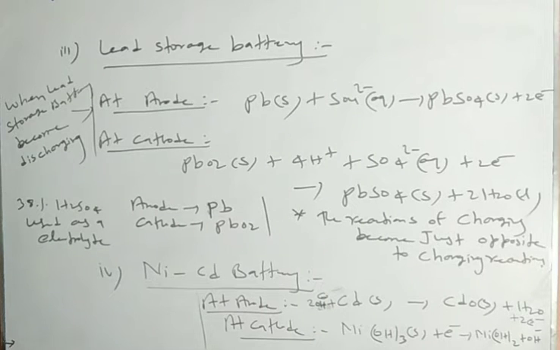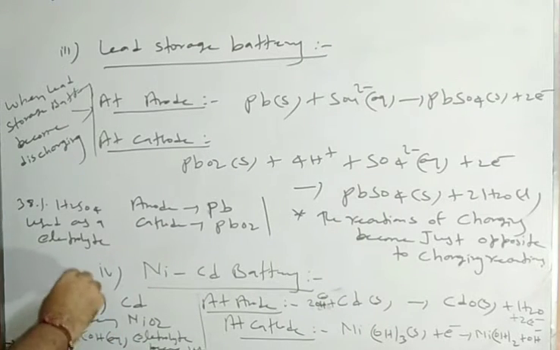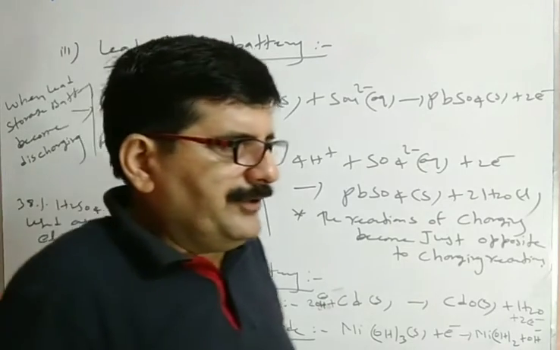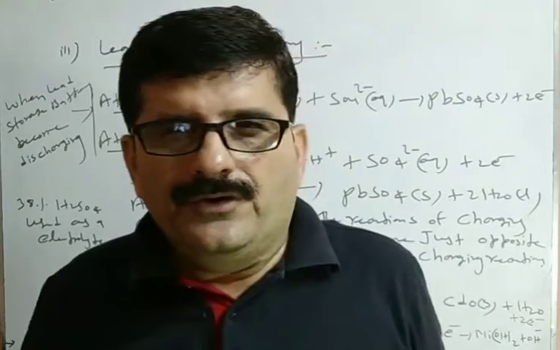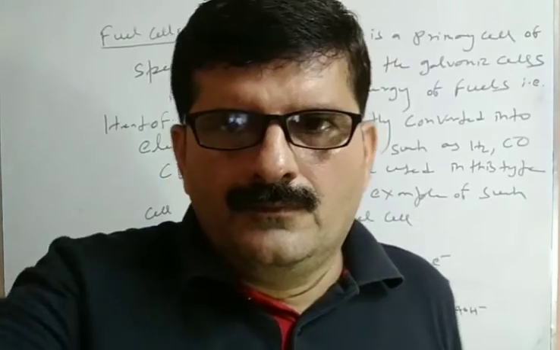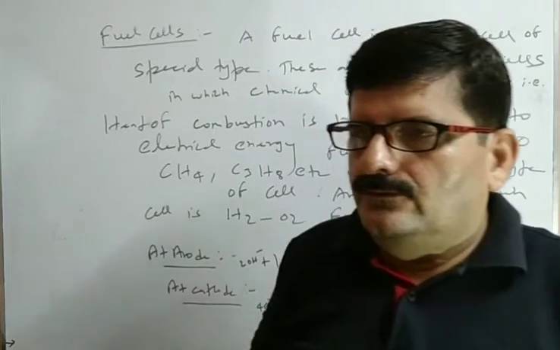Here you can say the anode is made from cadmium and the cathode from nickel dioxide. Aqueous KOH is used as the electrolyte. When the nickel cadmium battery is charging, then our reaction becomes what? Reverse. Our next cell is the fuel cell.